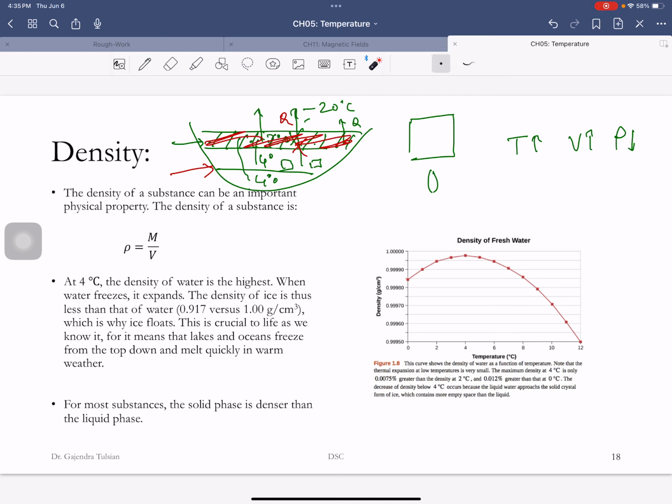So again, the important thing is because of this little graph, the little bump, and the fact that ice is less dense than water, when a lake freezes, only the top layer freezes.